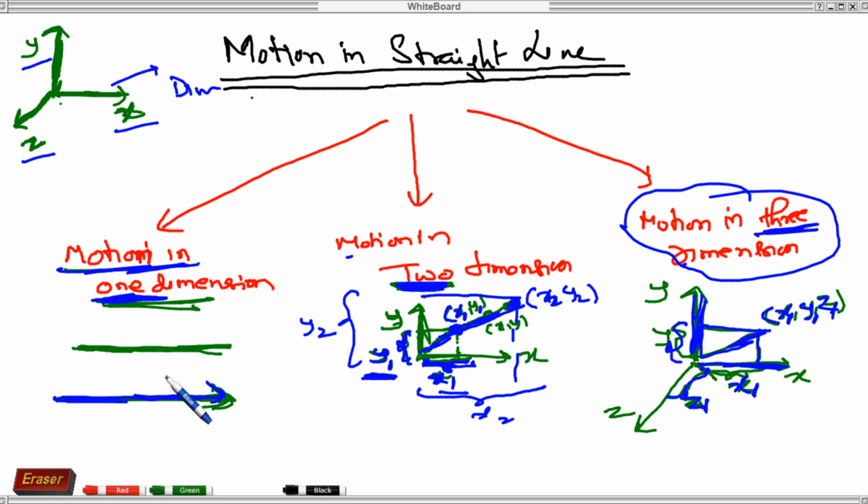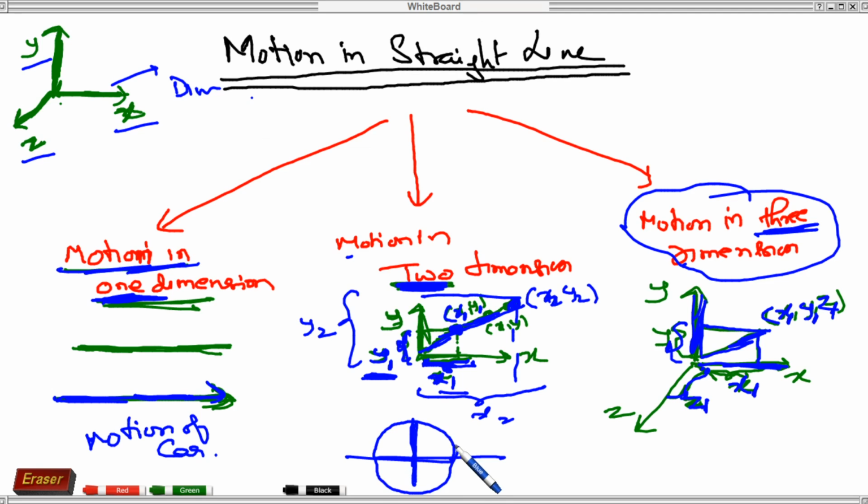An example of one dimension is the motion of a car. In this case, if some particle is moving along a circle, in a circular path, it's two dimensional because here only the x and y axes are there. This is circular motion, so it's a two-dimensional motion.